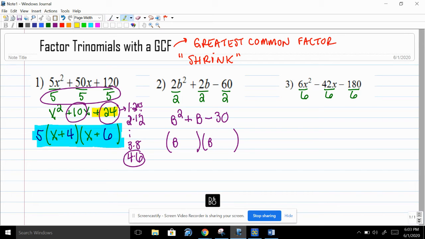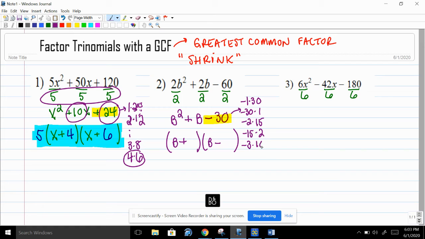All right, the last number in this problem is a negative 30. When the last number is negative, that means my signs are going to be different. So I have to find a pair of numbers that multiply to make negative 30 and add to make a positive 1 in the middle. So if you were to list out your pairs, you'd have negative 1 and 30, negative 30 and 1, negative 2 and 15, negative 15 and 2.